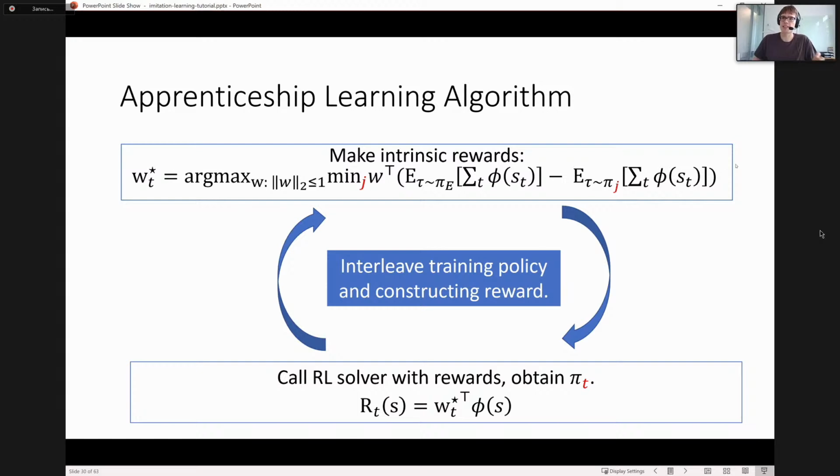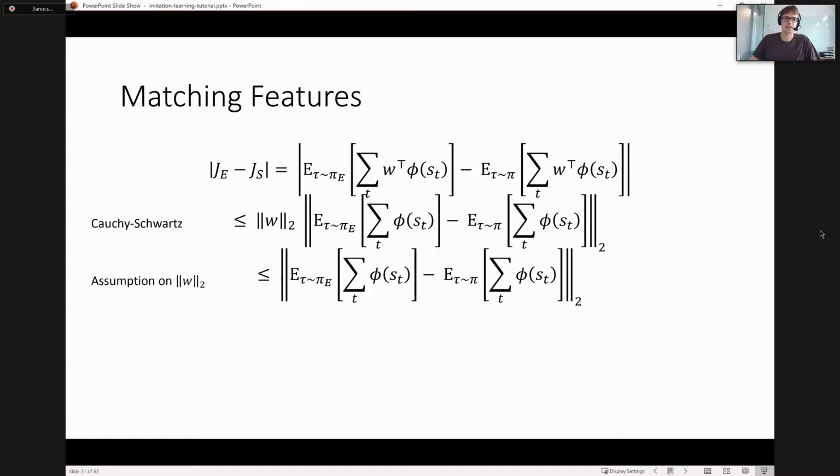So we're seeing little difference in the end, once we run this many times, between the expert behavior and the behavior of the policy that we have. And you might think, well, why does it make sense to minimize that difference? The idea here is called feature matching, and it's not specific to apprenticeship learning. Let me provide a very short explanation of why feature matching makes sense.